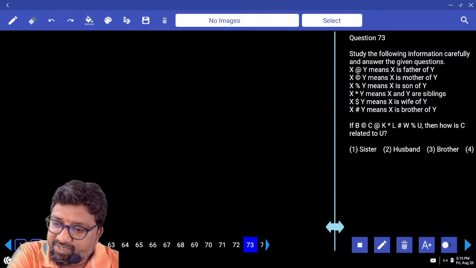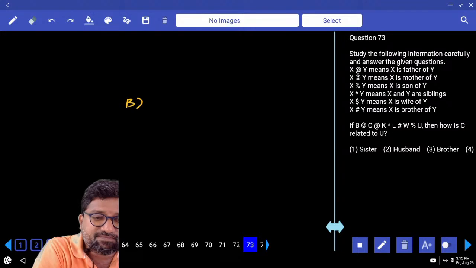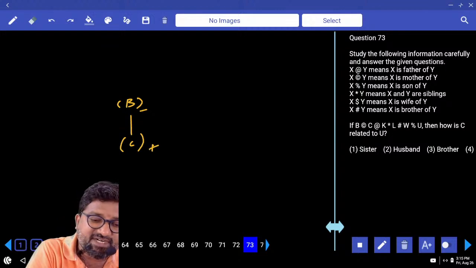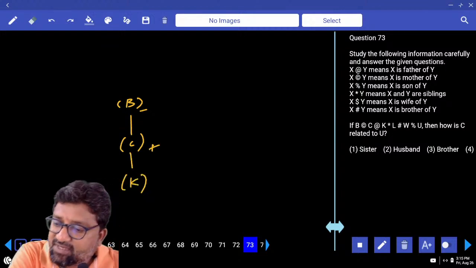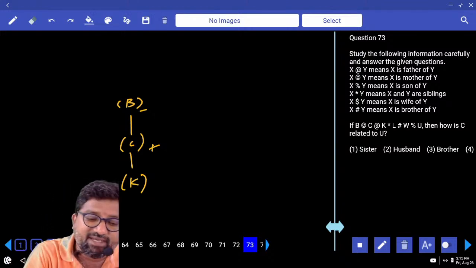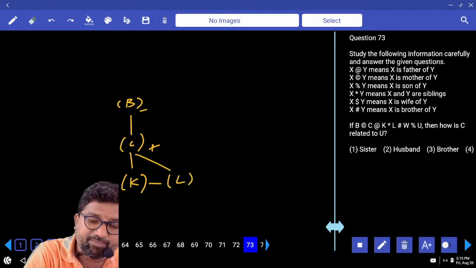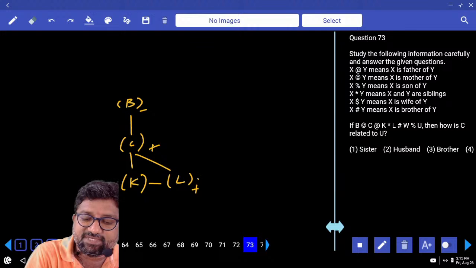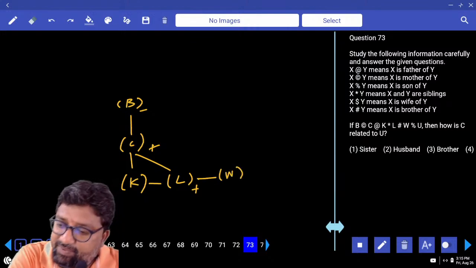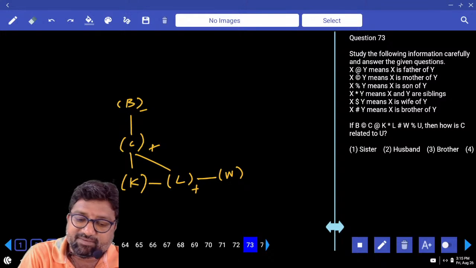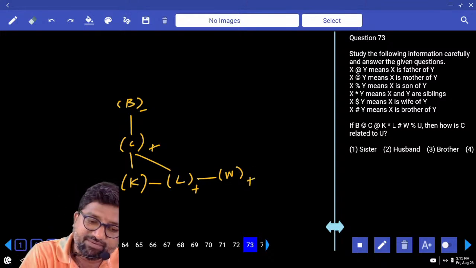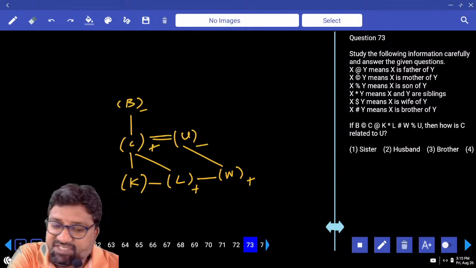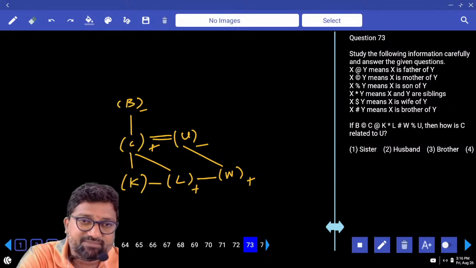B copyright C. What is B copyright C? B is the mother of C. C at the rate K. C is the father of K. K star L. K and L are siblings, born to the same parents. L hash. L is the brother of W. W percentile U. W is the son of C and U are a married couple. How is C related to U?